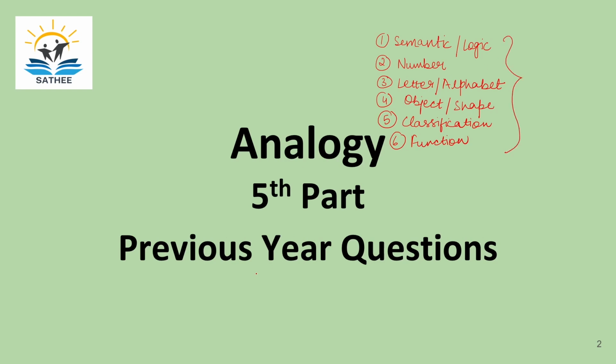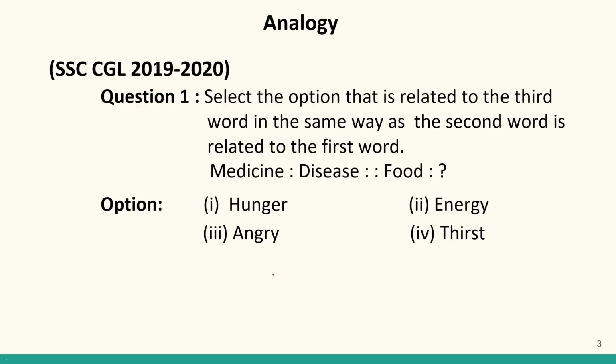In today's lecture, we will do previous year questions from analogy that came in SSC. So let us start with this question. This came in SSC CGL 2019-20. This was the year in which the question came. So the question states that we have to select an option in which the third word is related to the option in the same way as the second word is related to the first word.